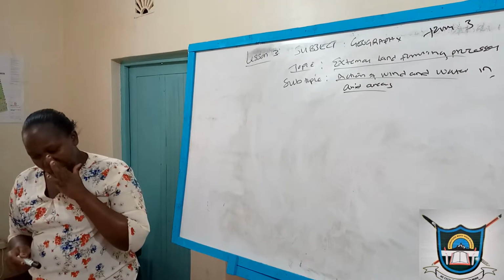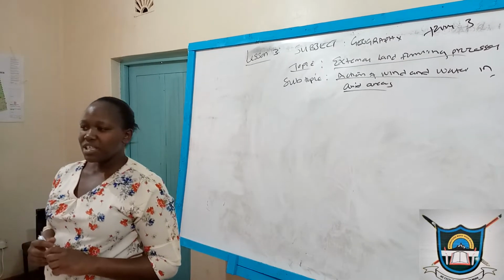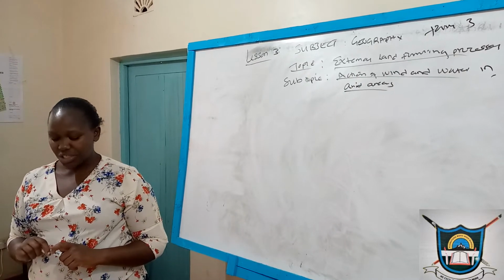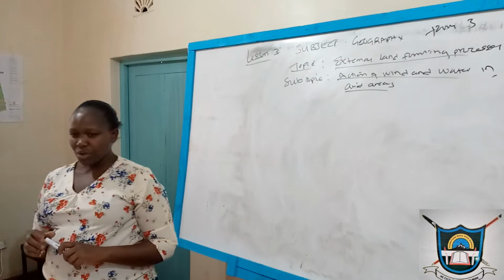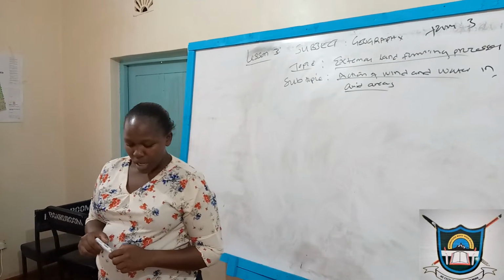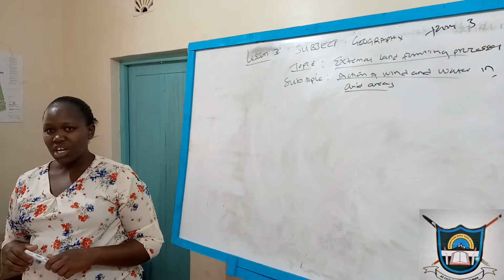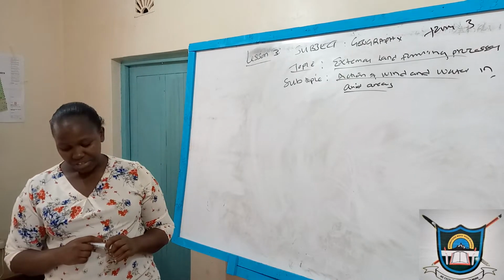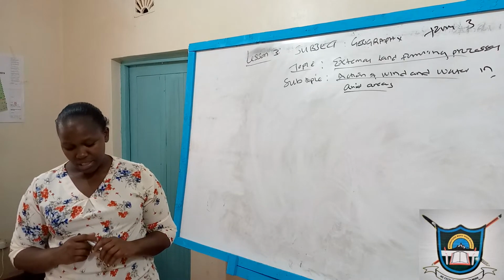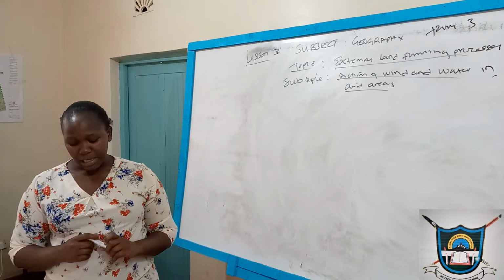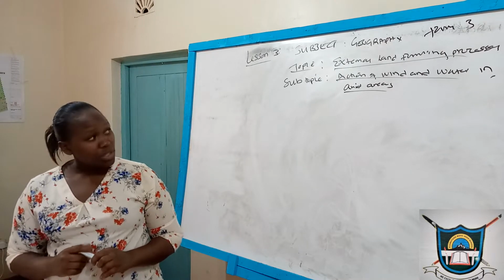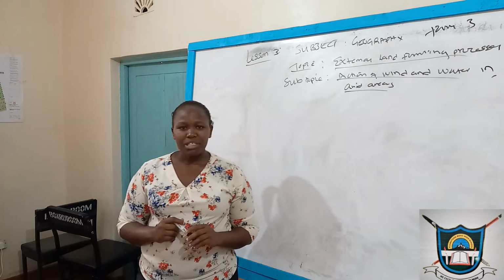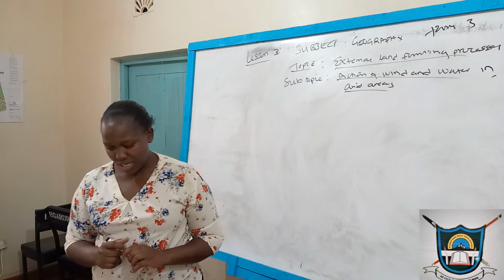So today, in our last lesson, we looked at classification of deserts, and we said the deserts are classified into 3: according to their location, according to temperatures experienced in them, and also according to the nature of the surface. According to the nature of the surface, we have 3 types of desert: the sandy, the rocky, and the stony desert. According to temperatures, we have the cold and the hot deserts.